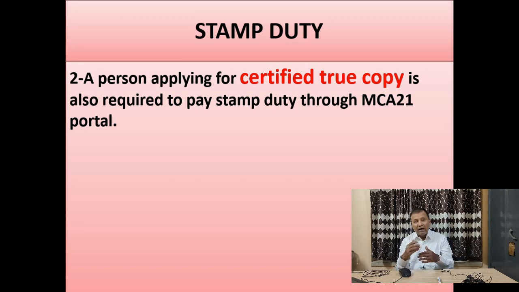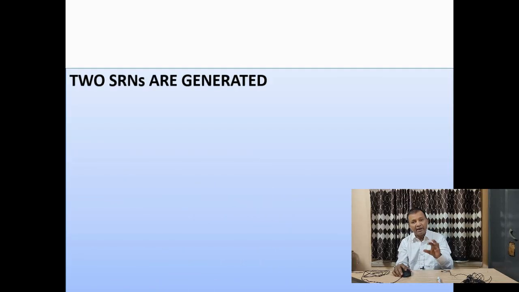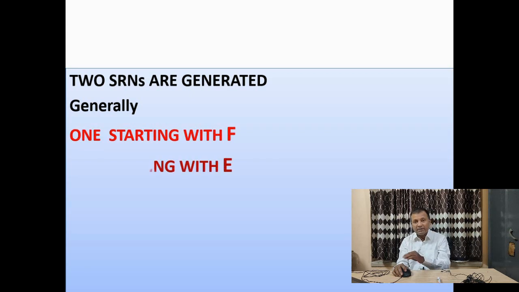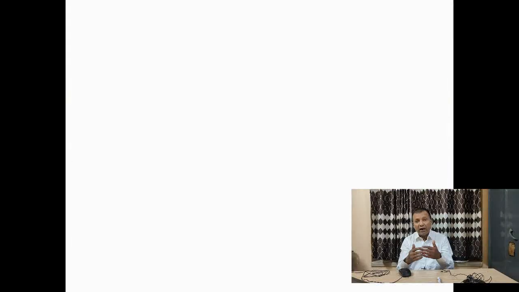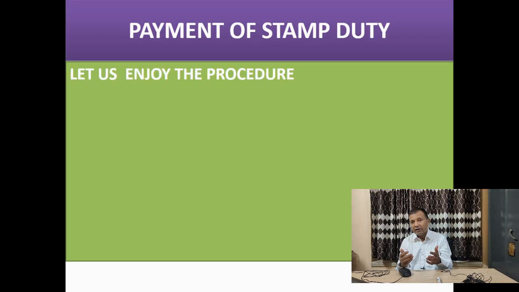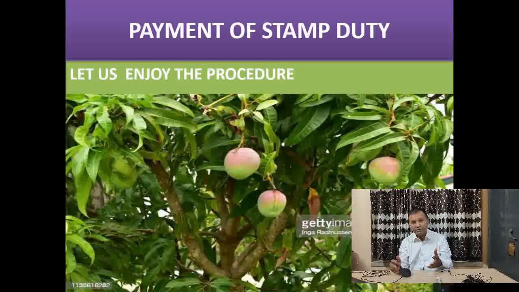Friends, generally on uploading the form, two SRNs are generated. One starts with F, another one starts with E. F is associated with uploading the document, E is associated with payment of stamp duty. Friends, we shall discuss with a live demo how the stamp duty has to be paid.